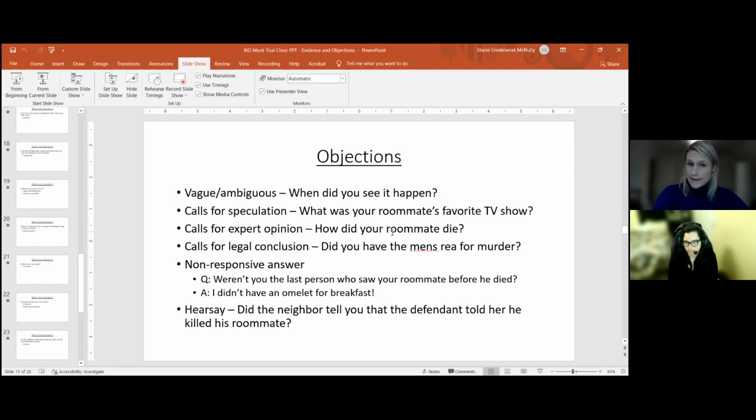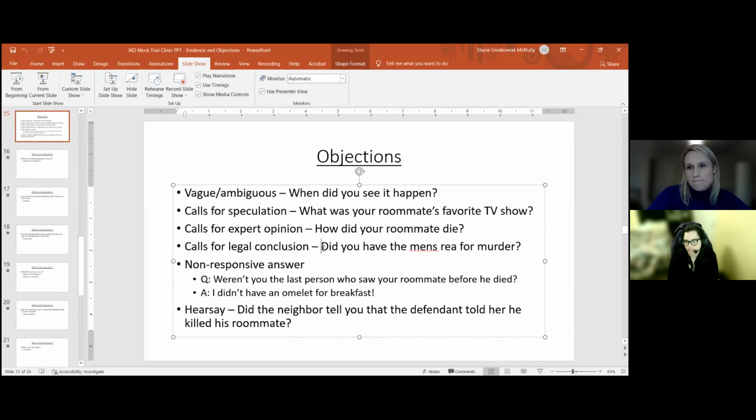Let's see. Calls for an expert opinion. How did your roommate die? Unless you have personal knowledge because you were there and you saw it, you're not an expert, you're not performing the autopsy, so you don't have that expertise to actually say blunt force trauma. Okay, and then the legal conclusion is something like, for example, did you think this was an enforceable contract? I mean, they can still answer it, but that does technically call for a legal conclusion.